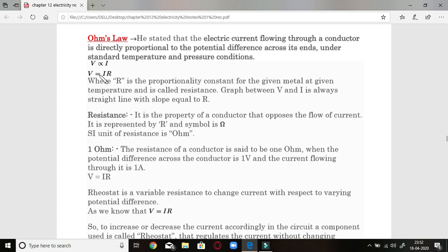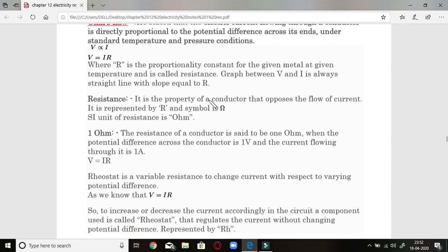But for an equal to sign, you always have to put a constant here. Now the constant here is R, which is a proportionality constant, and it is known as resistance. The graph between V and I is always a straight line, and its slope is represented as R, as you have seen above, which is called resistance.